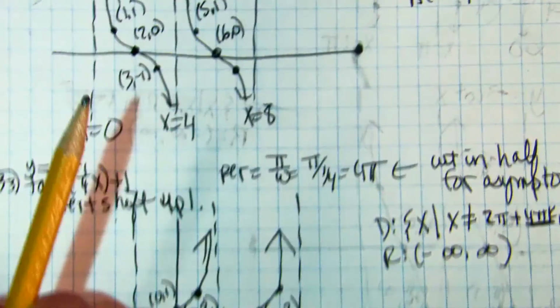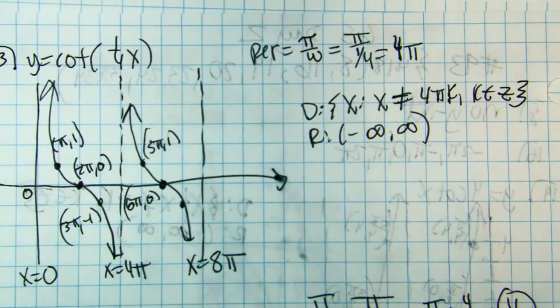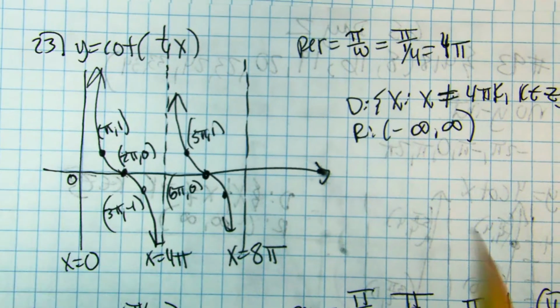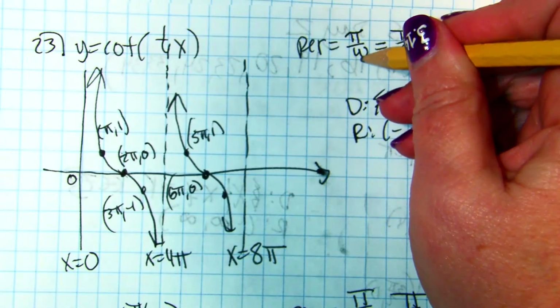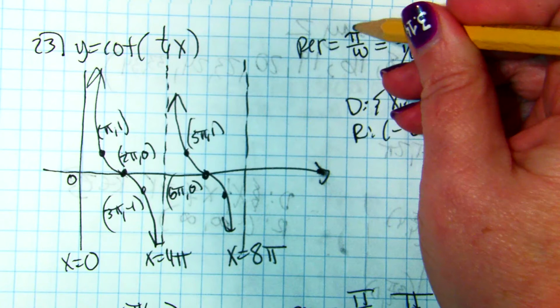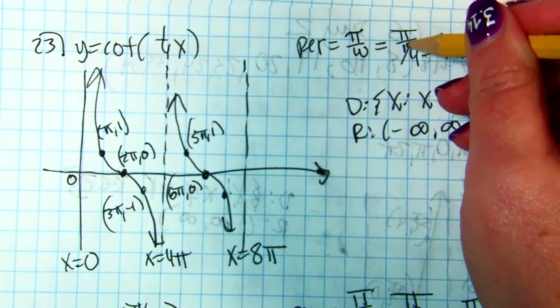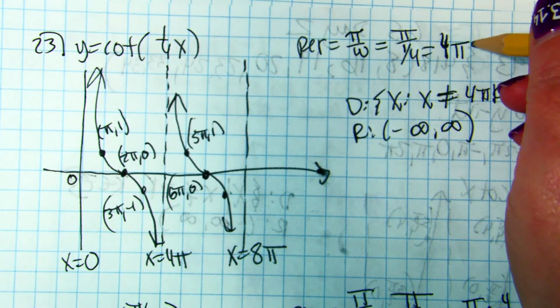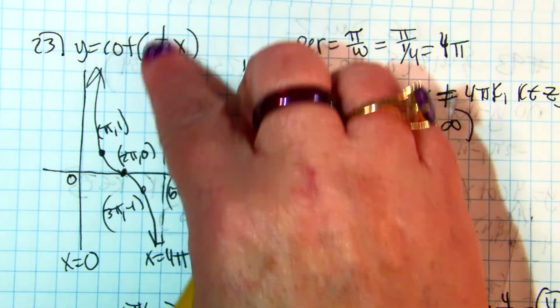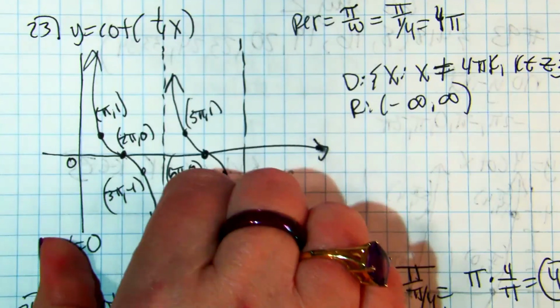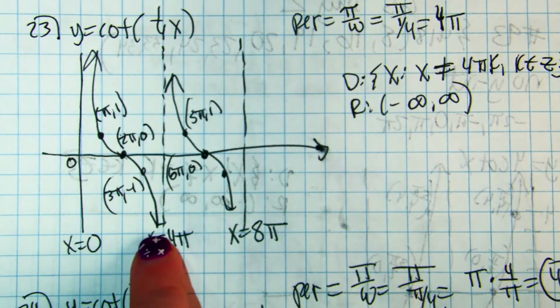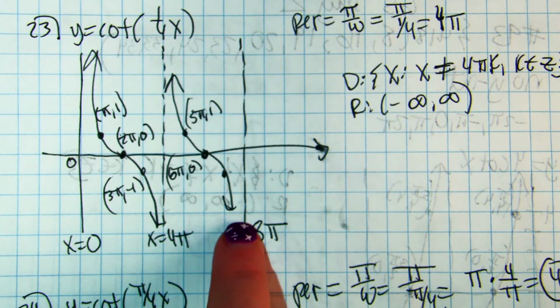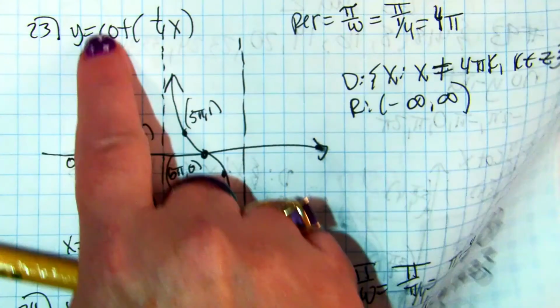If we look at the next one, we change the period. You do pi over w. With sine and cosine, you do 2 pi over w. And when you take pi and divide by 1/4, you multiply by the reciprocal and you get 4 pi. So 4 pi is the distance between the asymptotes, from 0 to 4 pi, and then to 8 pi, because we're doing 2 periods. It's shaped like cosine.